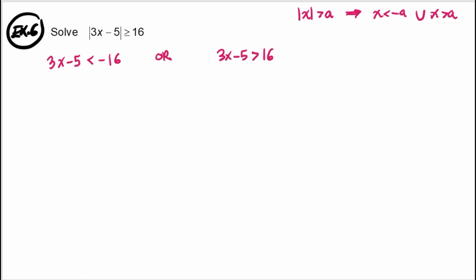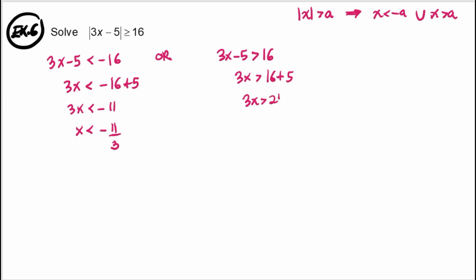All right, now we have to solve this. All right, so 3x minus... Right, so negative 16 plus 5, so I have 3x which is less than negative 11, therefore I have x which is less than negative 11 over 3. But for this one, we'll have something like 3x which is greater than 16 plus 5, 3x which is greater than 21, so x which is greater than 7.